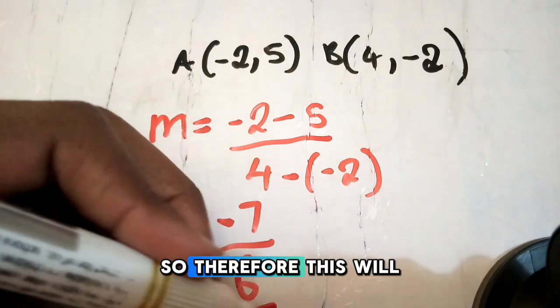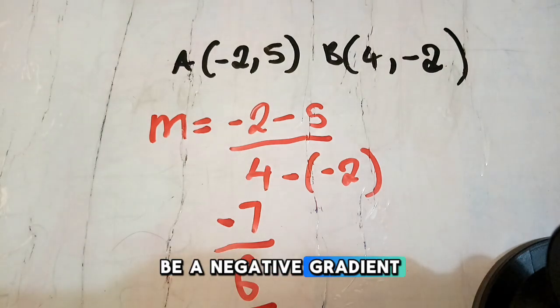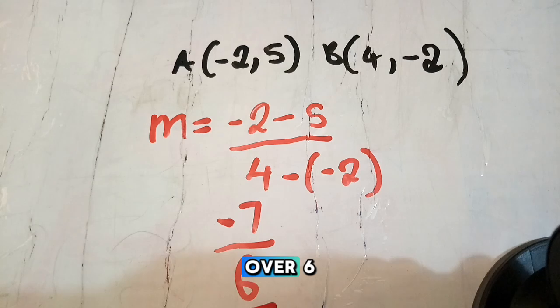So therefore, this will be a negative gradient, leaving it as negative 7 over 6.